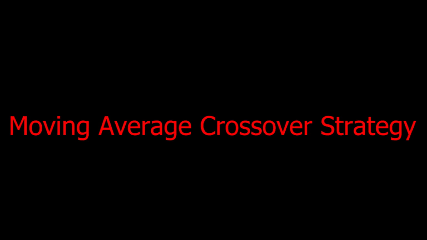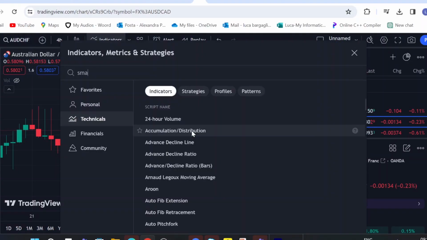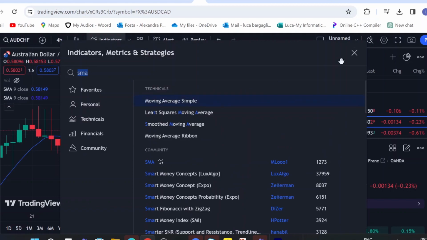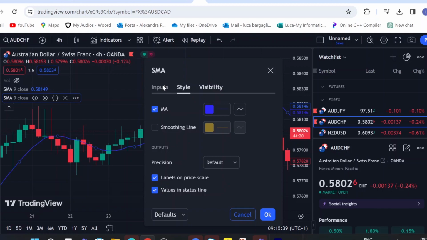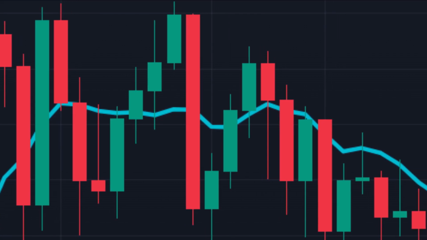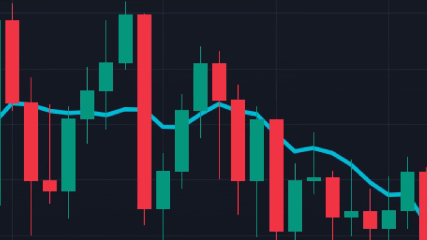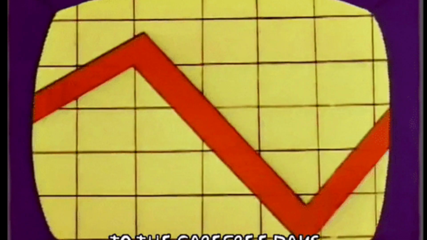The first strategy is the moving average crossover strategy. To use this strategy, go to TradingView and click the Indicators button and add two simple moving averages. You can now change the settings of one moving average so that it is two different lines. I will also change how it looks to make it seem more appealing. A moving average just shows you the average price recently. When one of the moving averages crosses above the other, buy, and when the other moving average crosses above this one, sell. Now let's see the stats.